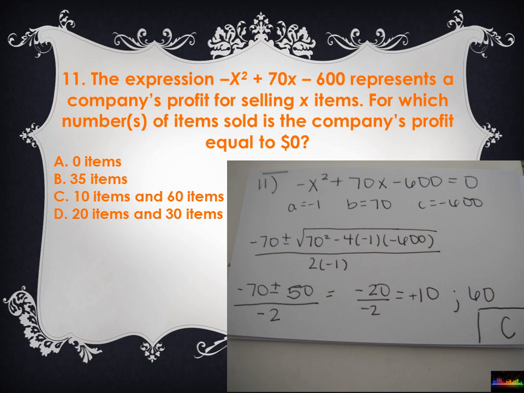Then you can try the same thing for the answers in part B, part C, and part D, and you will just work backwards and figure out which will give you a profit of 0. So you've got two different options of how to solve this multiple choice question.